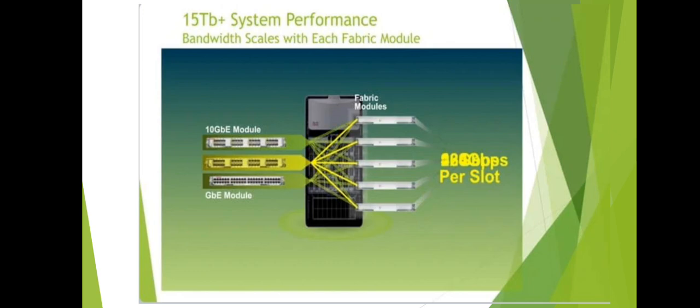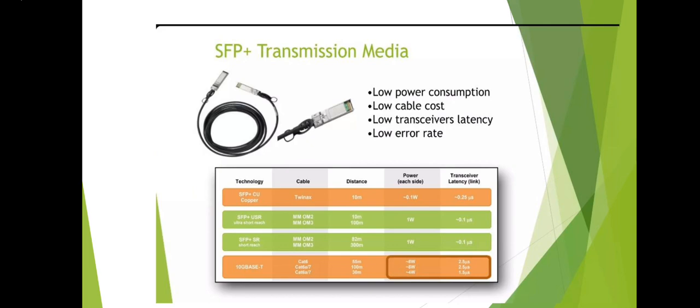This is about the modules that we can have, 3 different modules. If you aggregate the links terminating in these modules, you can use the bandwidth wisely. So this is about the SFP and transmission media.